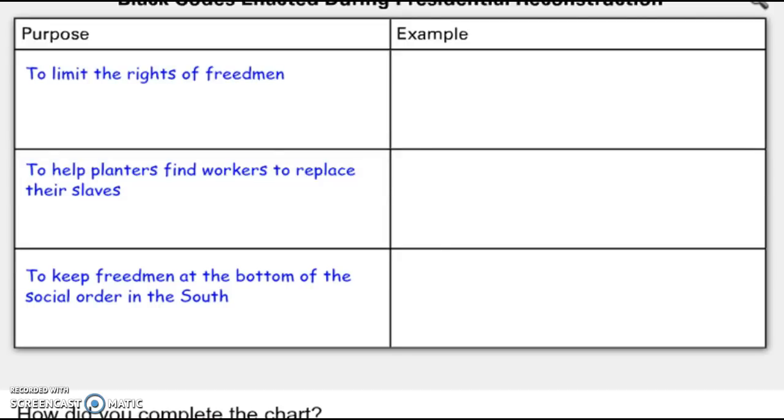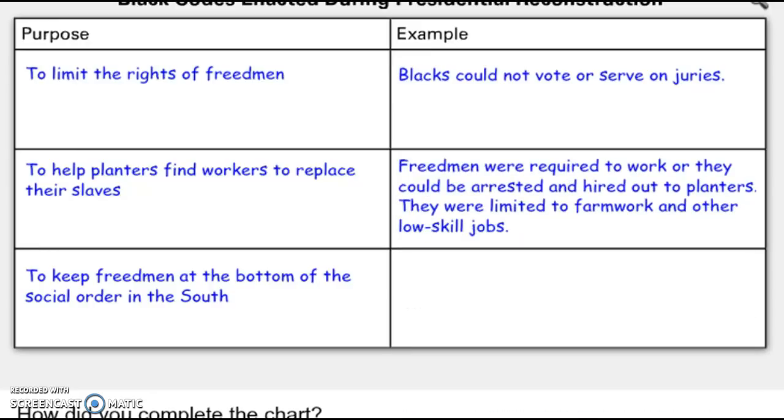An example of how they limited their rights was that blacks could not vote or serve on juries. An example of helping the planters find workers was freedmen were required to work, or they could be arrested and hired out to planters. They were limited to farm work and other low-skill jobs. And to keep freedmen at the bottom of the social order in the South, blacks and whites were segregated in public places.